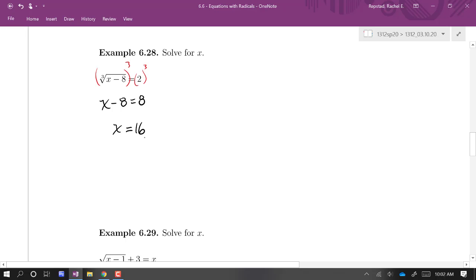So we got just a linear equation that resulted from this. And then we're going to do a quick check to make sure that this does in fact work. Cube root of 16 minus 8. This is equal to the cube root of 8. And that is in fact equal to 2.